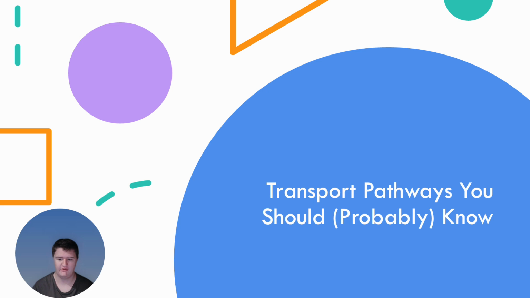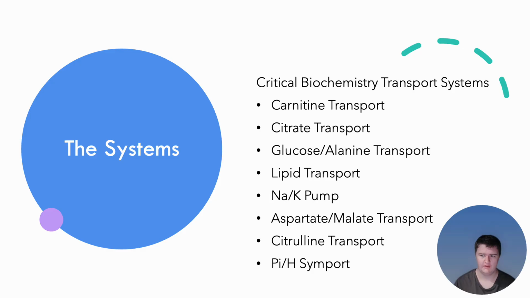This one I wanted to take some time and talk about some transport pathways that you should probably know. So we're going to cover 8 different pathways. Our first one that we have is the carnitine transport. Then we're going to talk about the citrate transporter, the glucose alanine transporter, lipid transport, the sodium potassium pump, the aspartate malate transport, citrulline transport, and then finally the phosphorus and H plus symport protein.